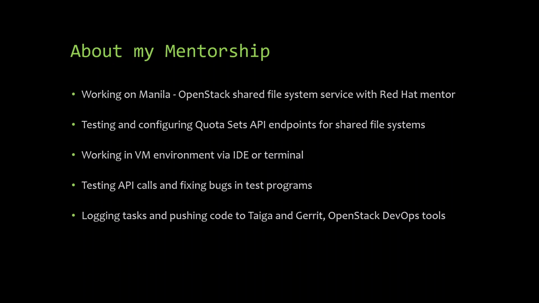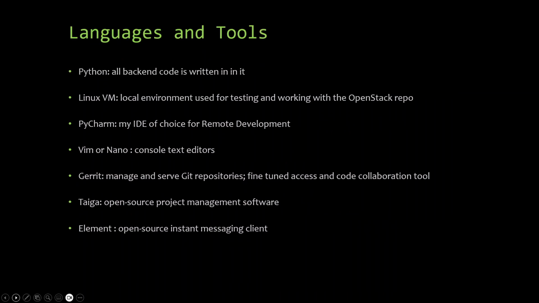We used OpenStack dev tools like Taiga and Gerrit to log tasks and to push code. Python is the primary language that all backend code is written in. We used a Linux virtual machine for testing and working with the OpenStack repository. I used PyCharm as an IDE for remote development. I also used the Ubuntu terminal. We used console text editors like Vim and Nano.